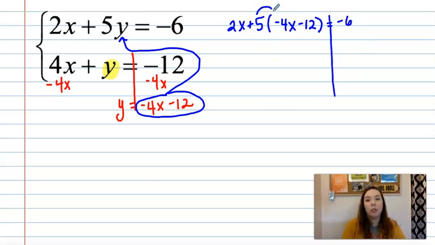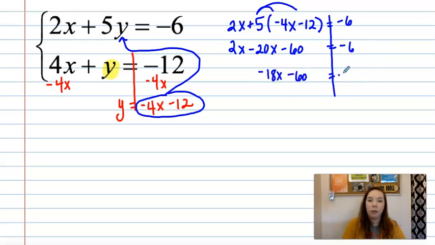Next step would be to distribute. Combine like terms will give me negative 18x. Add 60 to both sides. Divide by negative 18. Okay, which should give me negative 3.